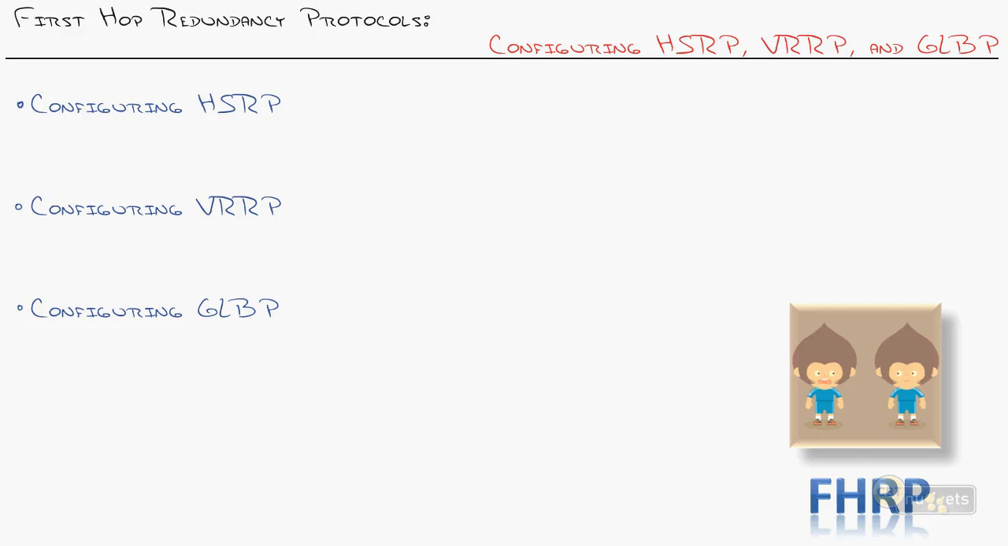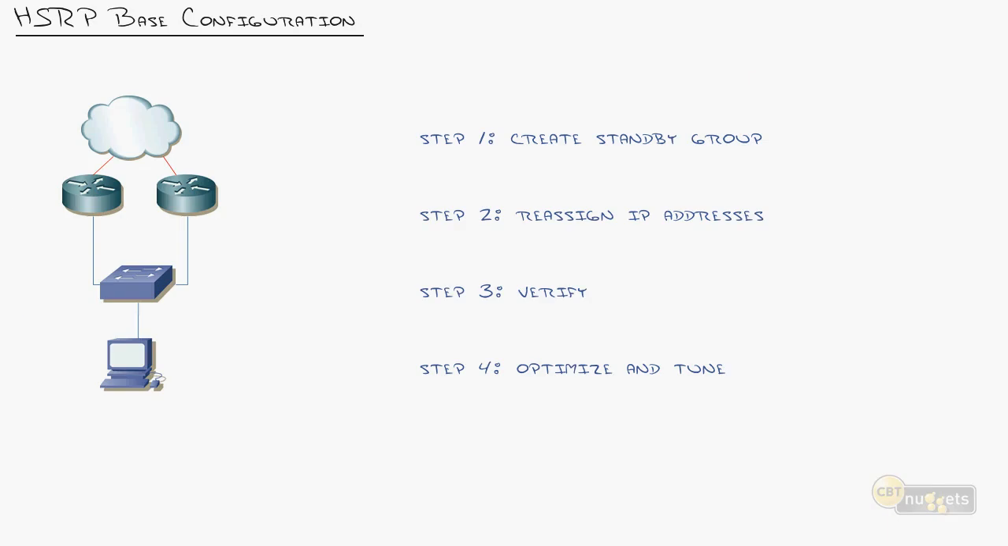You've got the concepts in your hip pocket. It's time to walk through the configuration of each of the first hop redundancy protocols, HSRP, VRRP, and GLBP. Well, before we just jump on the routers and start configuring, let's talk about this scenario.